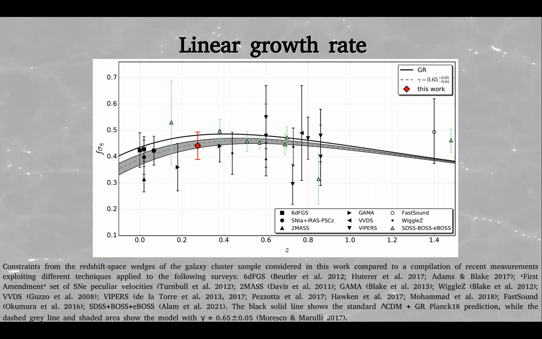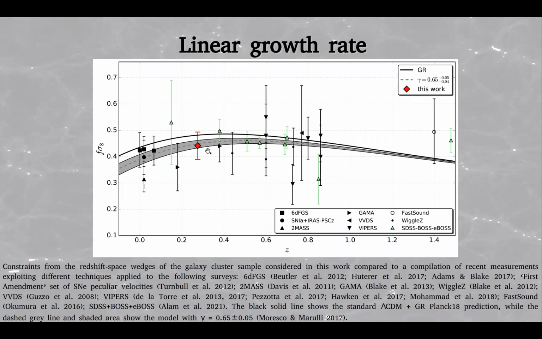Okay, finishing, of course, the point is that we have to reduce these error bars to conclude something. And this is exactly what we are doing now, and we will do with Euclid in particular. So the idea is to try to reduce a lot. The forecasts we have, for instance, for Euclid are very promising, of course.